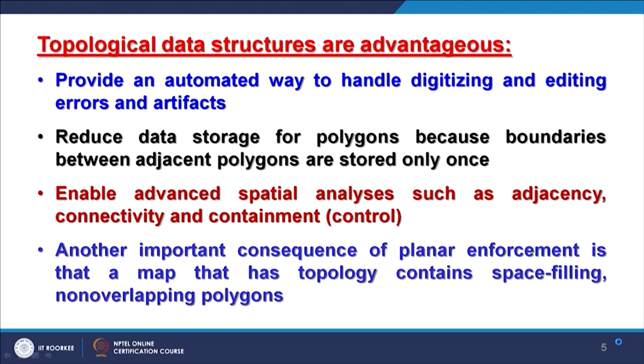Another important consequence of developing topology of planar enforcement is that a map that has topology contains space filling, non-overlapping polygons. Recall the discussion when I said that a common boundary between two polygons, if it is digitized twice, may sometimes have overlaps and sometimes gaps. These are called artifacts. We never intended that there would be some extra polygons, and that will create hell of problems while doing analysis like adjacency, connectivity or containment. So when we build the topology, all these errors are removed. If my map should have 50 polygons, it would have 50 if I have done the digitization properly. Let me give you an example.